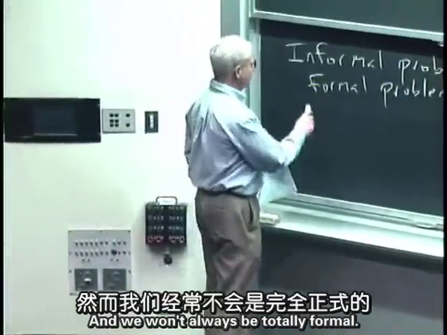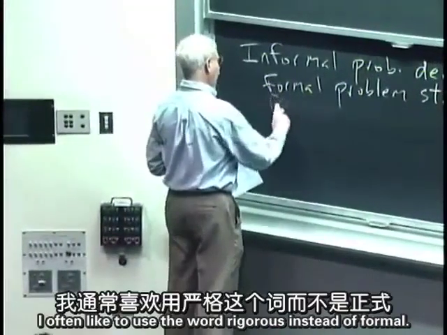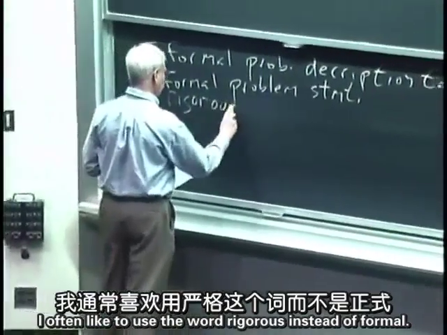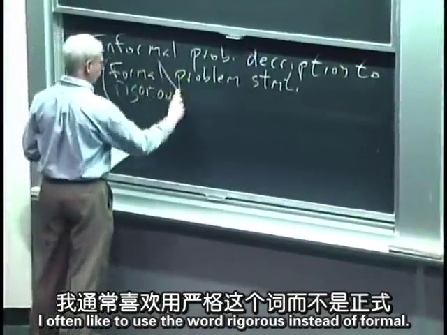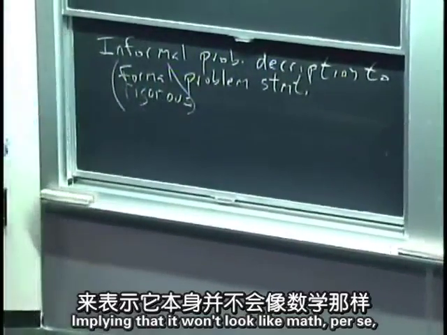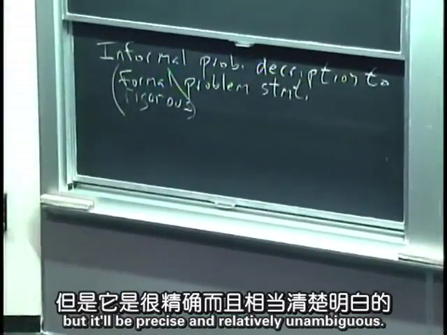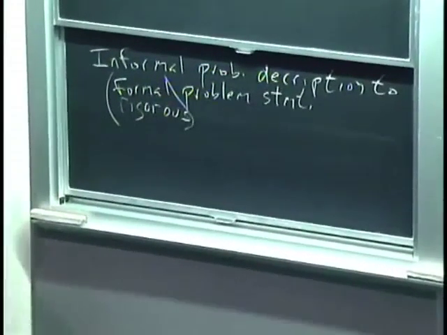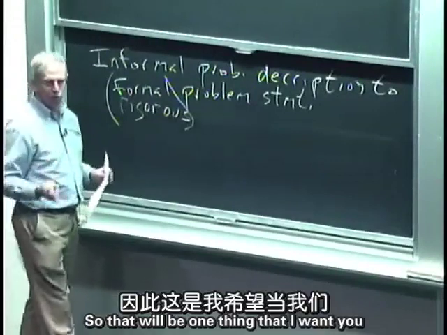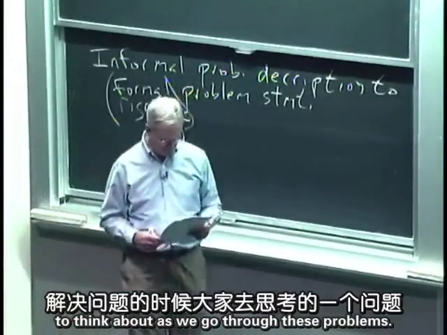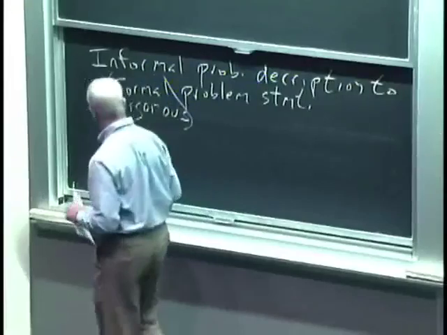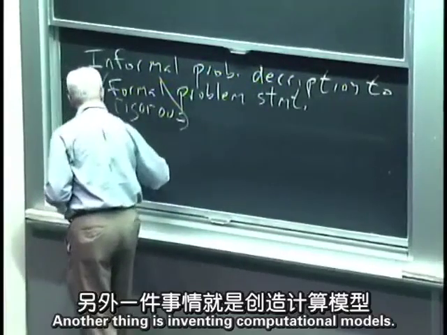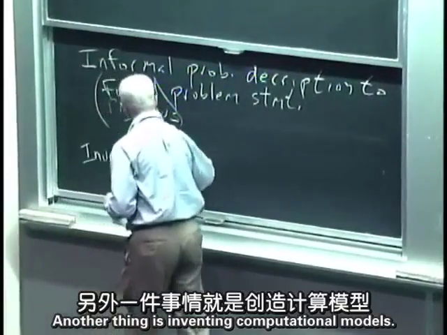And we won't always be totally formal. I often like to use the word rigorous instead of formal, implying that it won't look like math per se, but it'll be precise and relatively unambiguous. So that will be one thing that I want you to think about as we go through these problems. Another thing is inventing computational models.